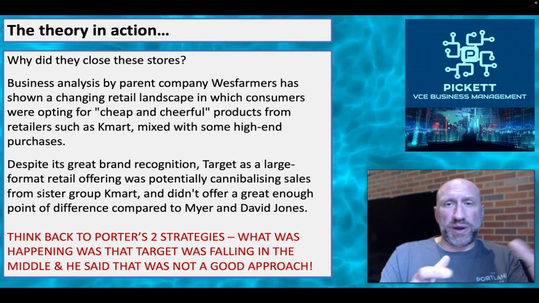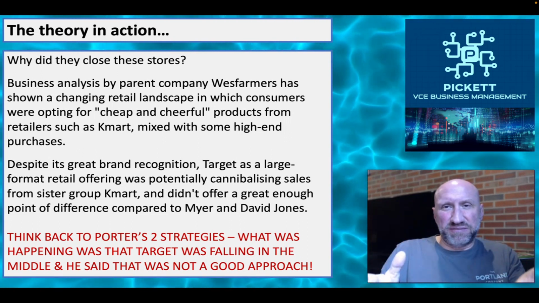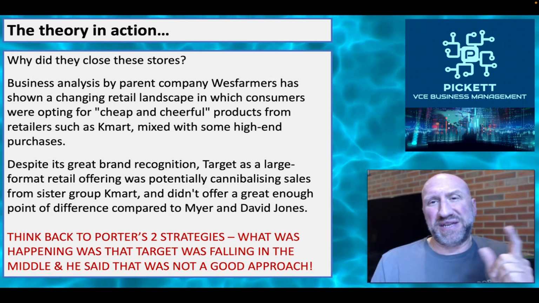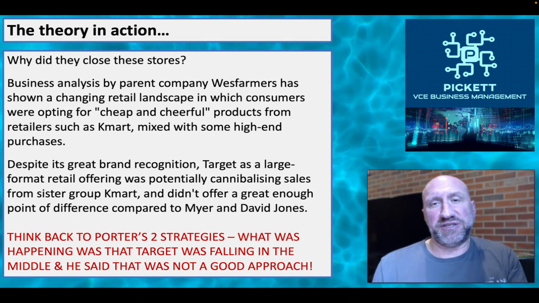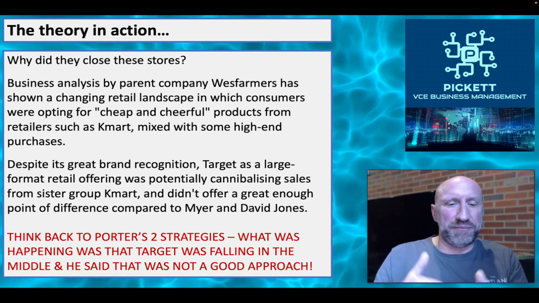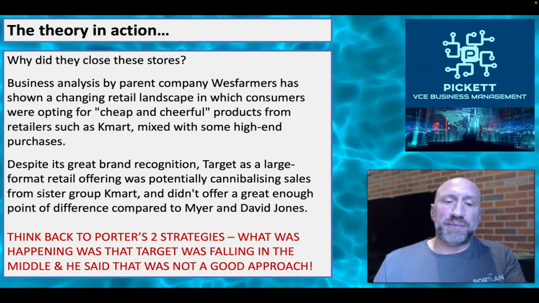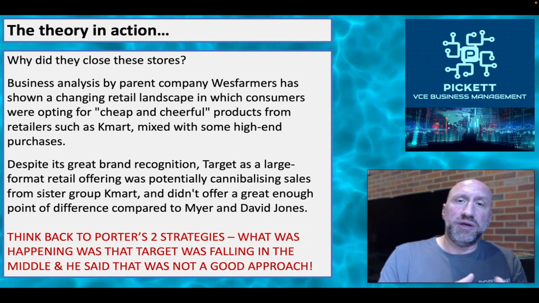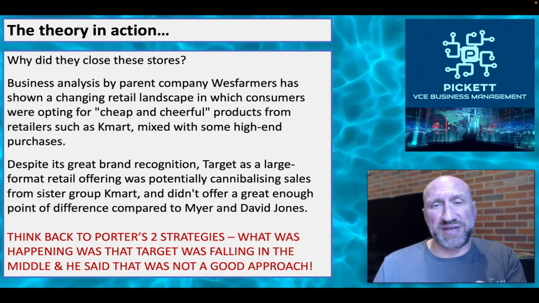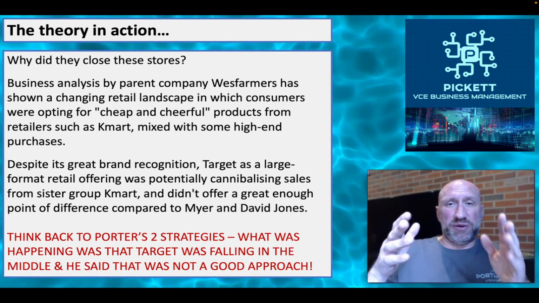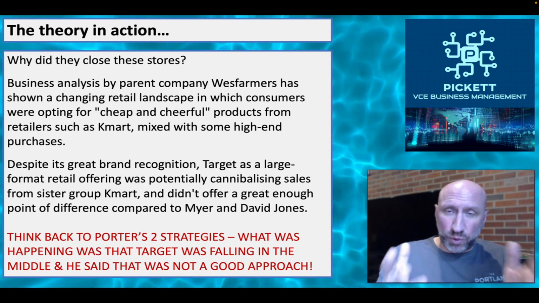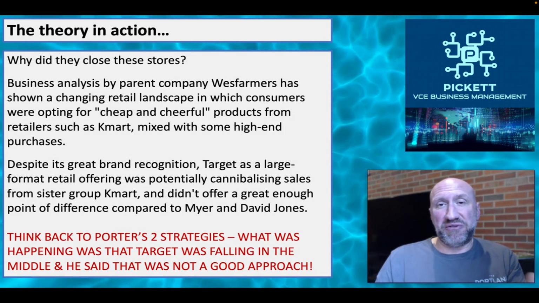It's like when one business takes sales from another business, but that other business is owned by the same people. But it didn't offer enough of a point of difference to the higher end stuff like Myer and David Jones. So it's kind of falling down the middle. Think back to Porter's two strategies, being the low cost producer or the differentiation strategy. So really what was happening here is that Target was kind of falling down the middle. It was neither one nor the other, which is what Porter's theory said.